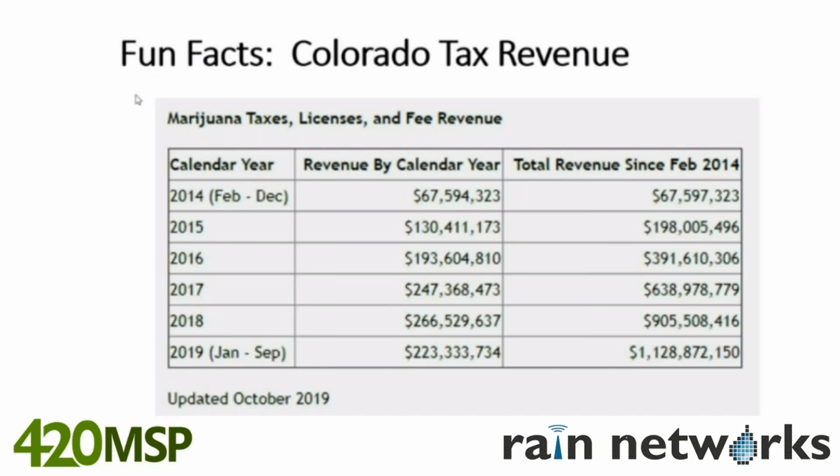Fun facts. Lower right, I'm going to say cell C8 in Excel terms. Cumulative revenue to Colorado, 1.1 billion. So even conservatives are now excited about this in Colorado, and Washington State resembles this. We've also crossed $1 billion.